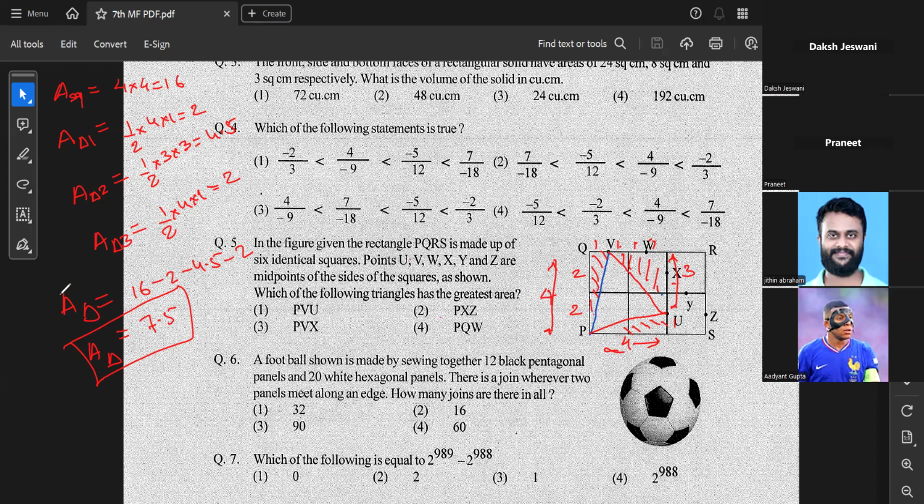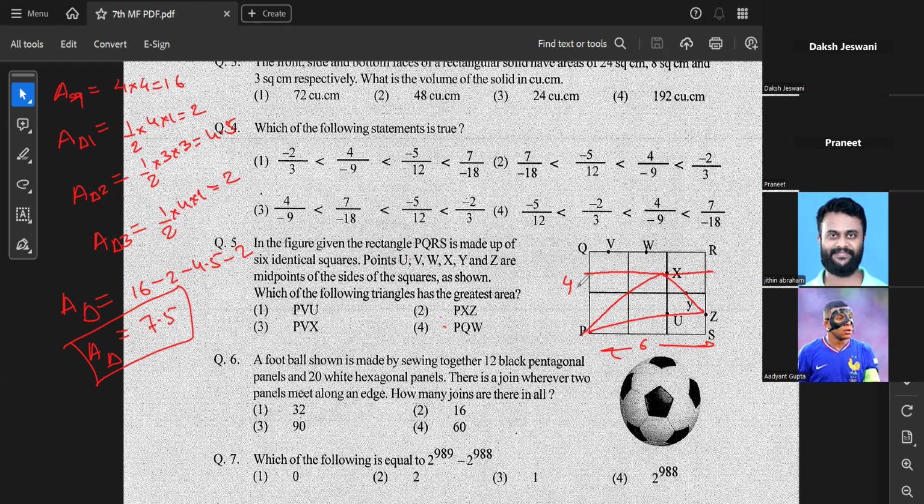For the other, I'm not going to sit and calculate, but I'll just guide you how to calculate. For PXZ, in this case also, I'm going to do the same thing. It's 4 over here. It's 6 over here. So this time what I'll do, I'll calculate the overall rectangle's area. Or maybe you can do one more thing.